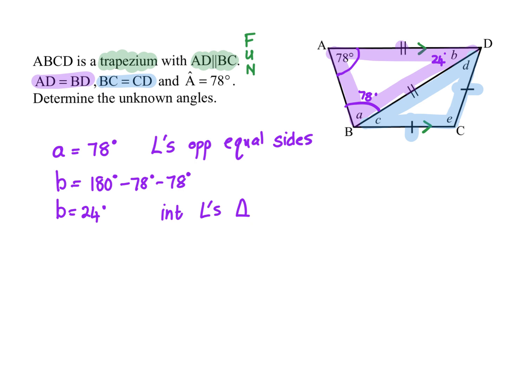So one thing that we haven't used yet is the blue isosceles triangle and the fact that the two lines are parallel. And the fact that they are parallel is exactly what we're going to use next. Because look, there we have alternate angles. So C is also 24 degrees because those two sides are parallel. So that is alternate angles because AB is parallel to BC.